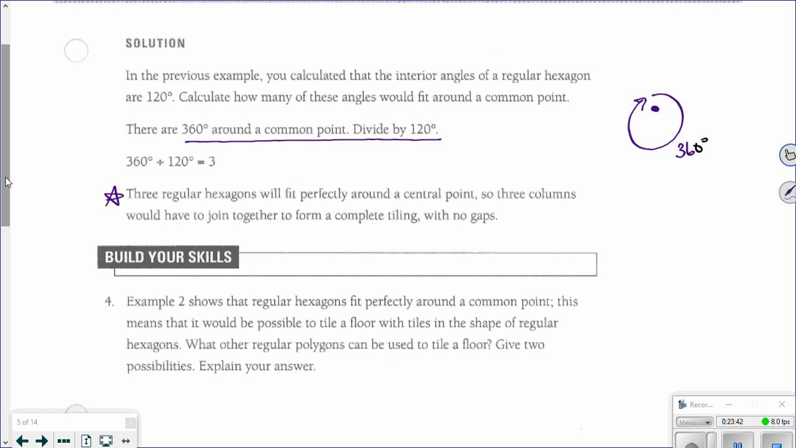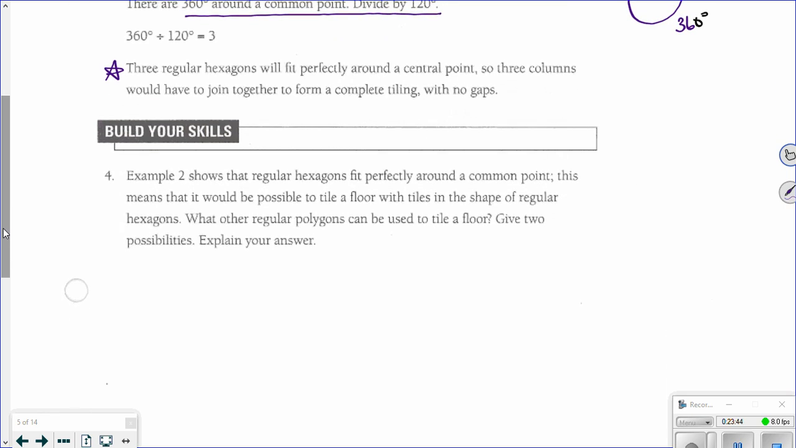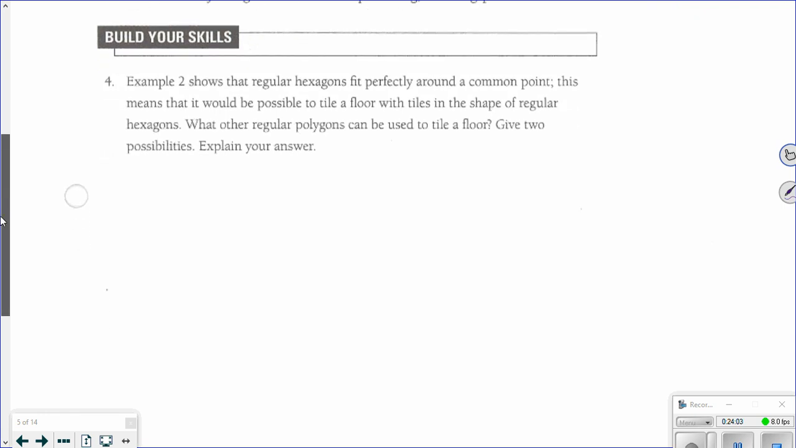Okay, so it says example 2 shows that regular hexagons fit perfectly around a common point. This means that it would be possible to tile a floor with tiles in the shape of regular hexagons. What other regular polygons can be used to tile a floor? Give 2 possibilities, explain your answer. So it doesn't say which ones to try, so you could pick any of them. I'll do a few more than 2, just so you can see what this looks like.